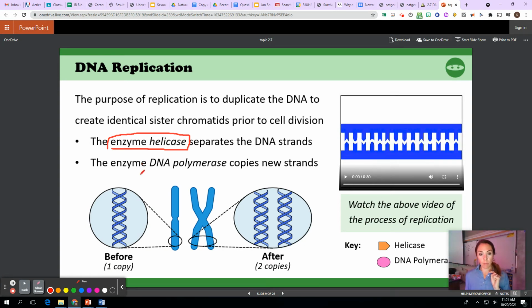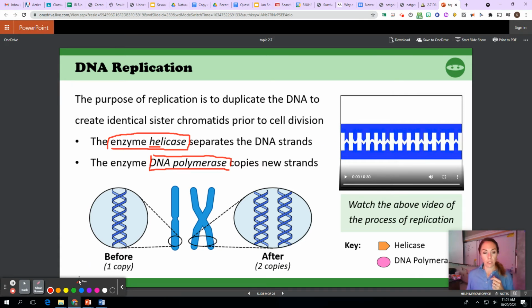The next enzyme that comes is DNA polymerase, and this is the one that attaches the new nitrogen bases, right? So helicase breaks them apart, polymerase puts them back together, right? I always like to say helicase raises hell, and then Poly, good old Polly, comes around and she puts the strand back together. Okay, here's a short visual of that.